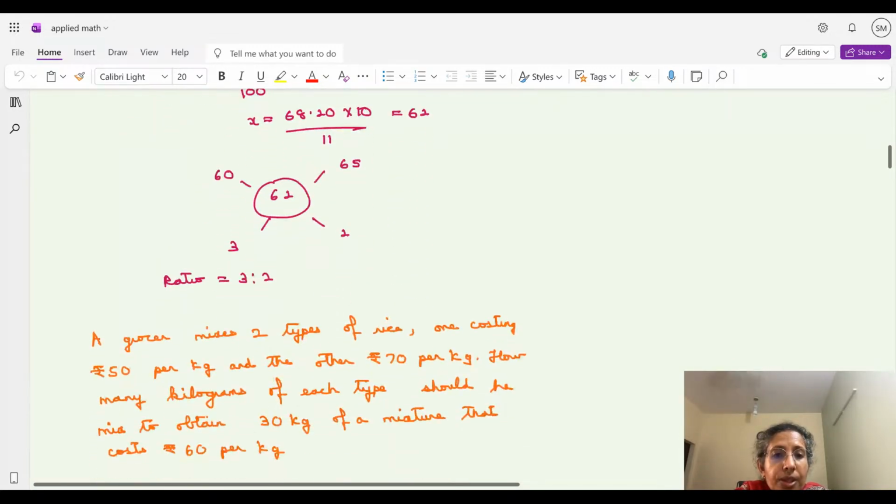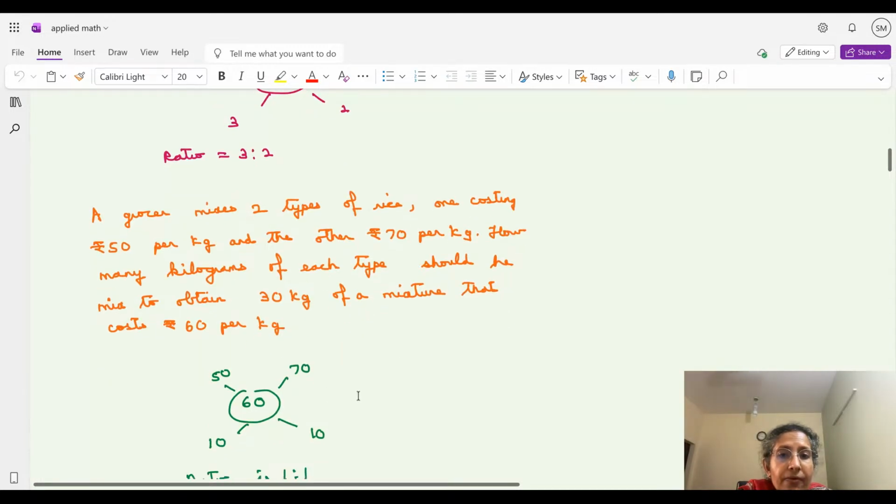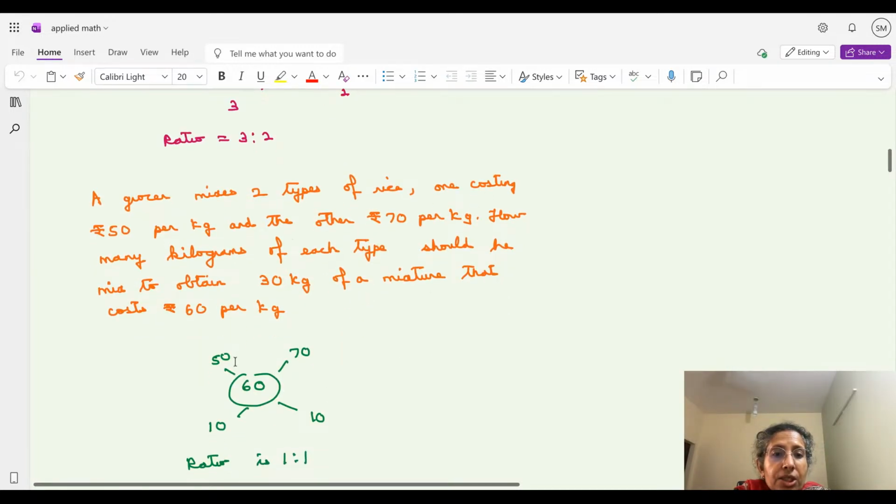The next question: a grocer mixes two types of rice, one costing rupees 50 per kg and the other rupees 70 per kg. How many kilograms of each type should he mix to obtain 30 kg of a mixture that costs rupees 60 per kg? So we have 60 as the mean, cheap value is 50, expensive value is 70. 60 minus 50 is 10, 70 minus 60 is 10. So what will be your ratio?